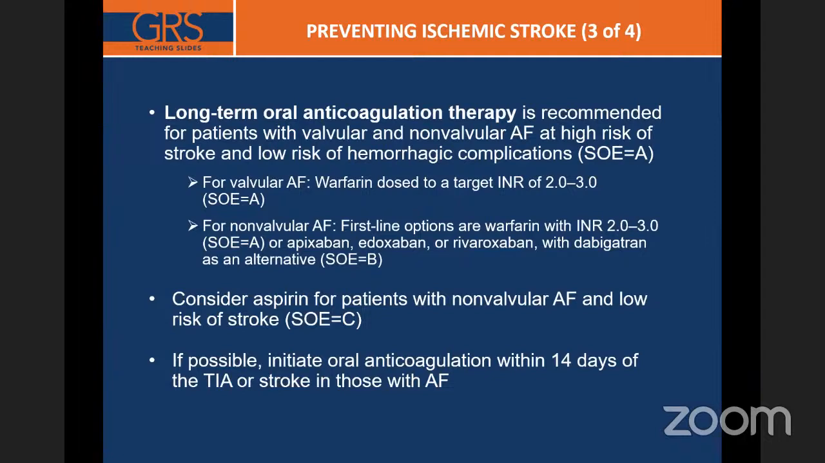Long-term oral anticoagulant therapy is recommended for patients with valvular and non-valvular atrial fibrillation at high risk of stroke and low risk of hemorrhagic complications. For valvular atrial fibrillation, warfarin dosed to a target INR of 2 to 3. For non-valvular AFib, first-line options are warfarin with INR 2 to 3, or apixaban, edoxaban, or rivaroxaban, with dabigatran as an alternative.